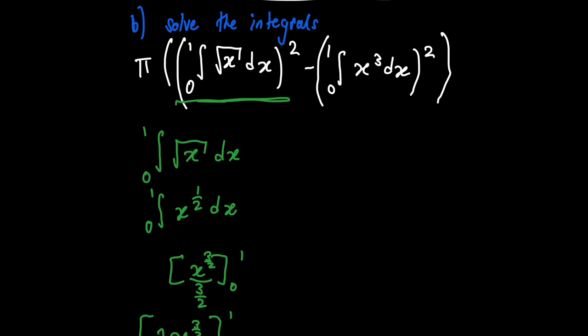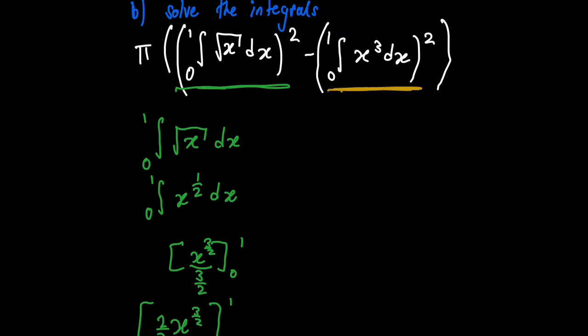I'll put this one in yellow. Now let's try the next mini question here. So we get the integral, I'll separate this. So we get the integral of x cubed from 1 to 0 dx.